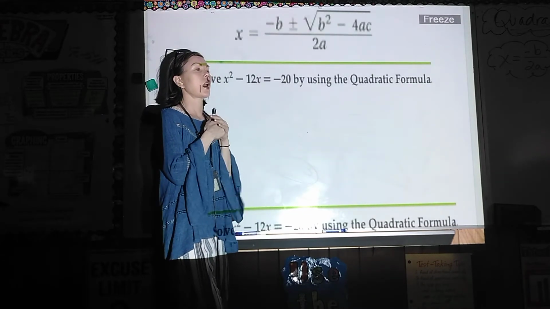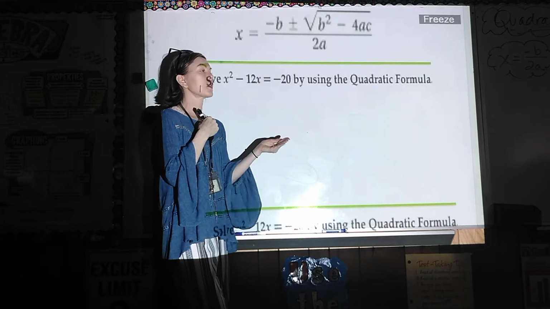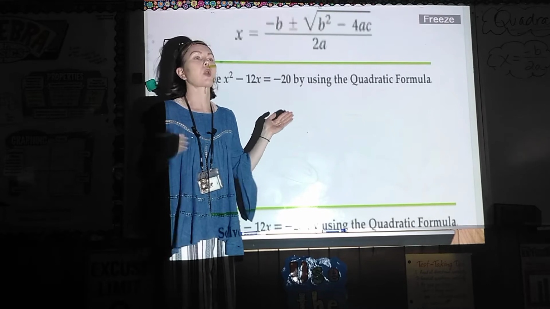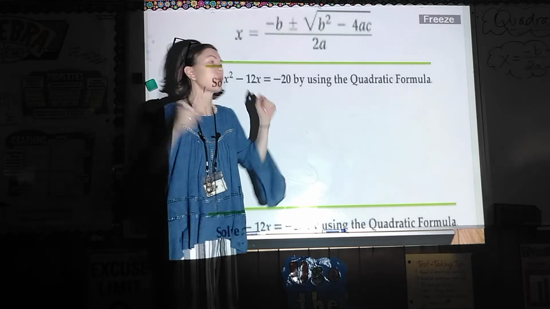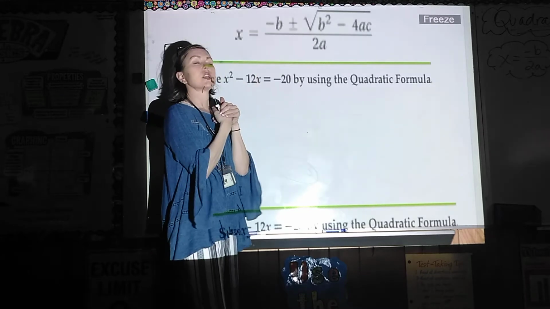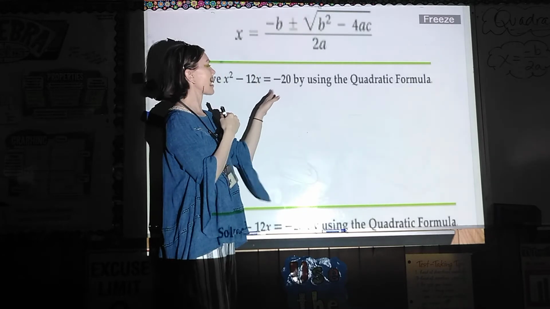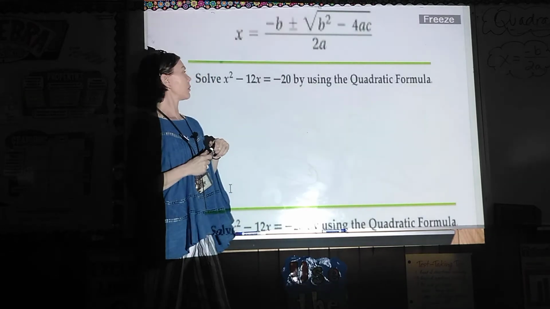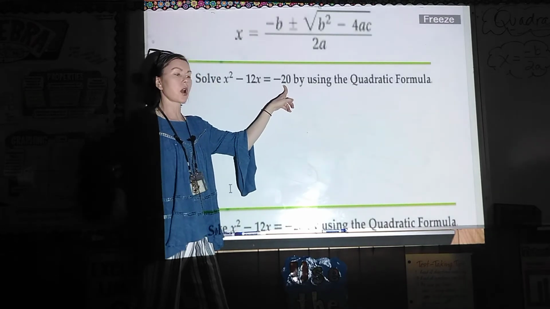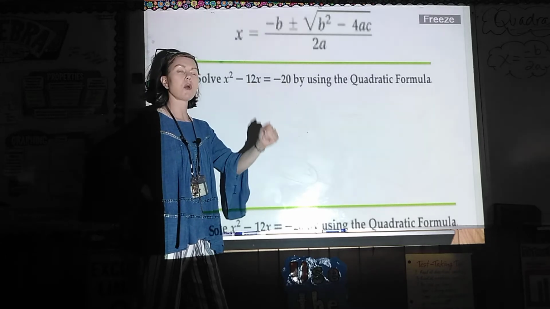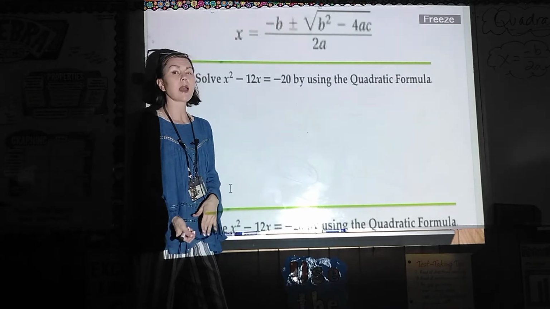This is what it's going to look like on your assignment. Solve this quadratic. How do we know it's a quadratic? What's the dead giveaway? The squared. So solve the quadratic by using the quadratic formula. Folks, take a look here. Is this equal to 0? No. Is that problematic? Yes. Why is that? Because what does it need to be equal to? 0.